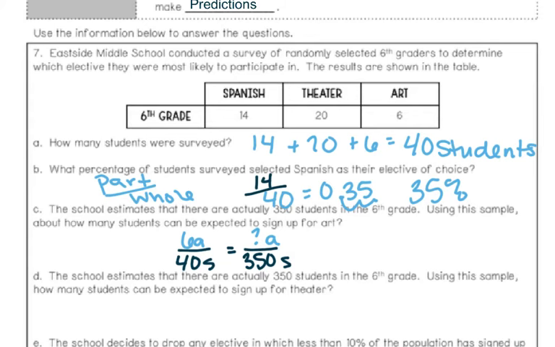Now that my proportion is set up, I can cross multiply and solve. When I do the math and cross multiply and then divide, I end up with 52.5. But we have to think about this in a scenario. We can't have 0.5 of a student, so this rounds up to about 53 students.